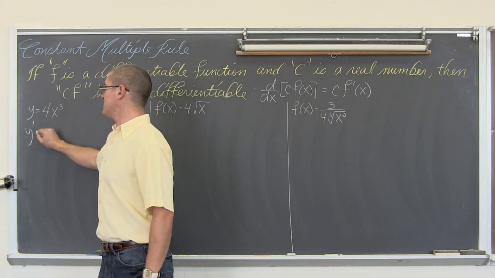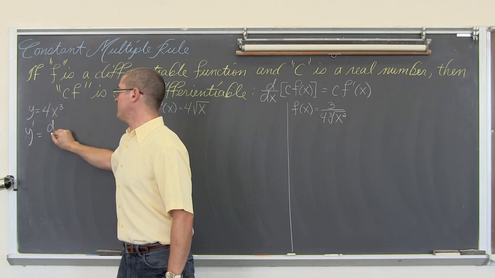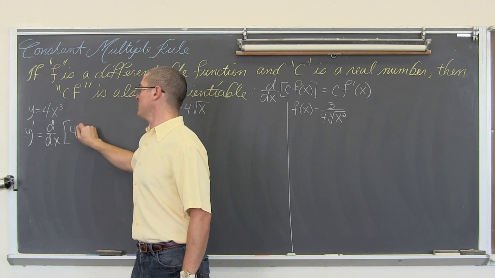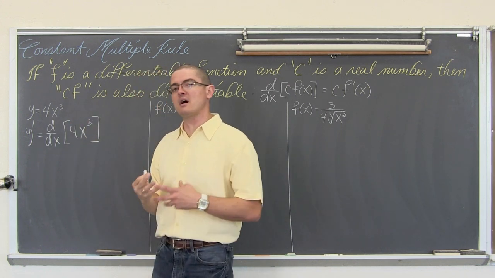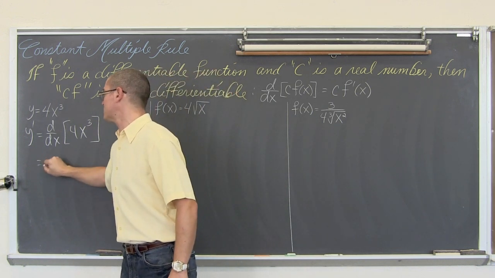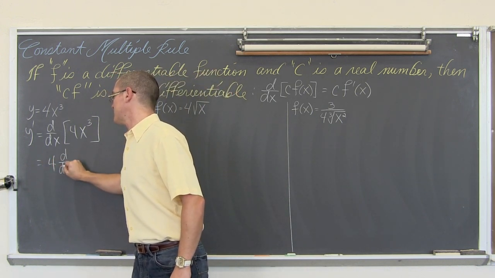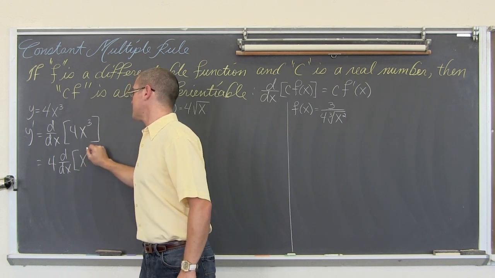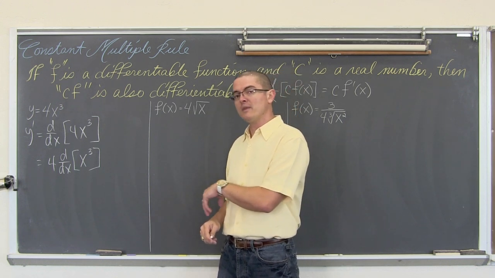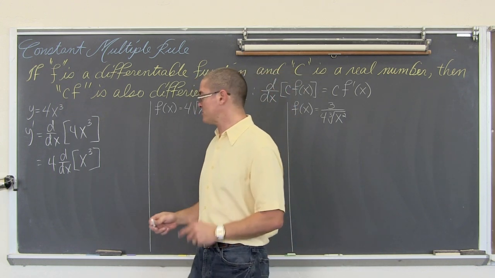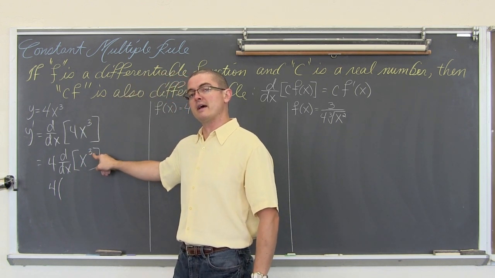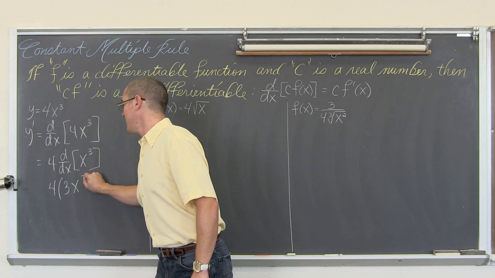And y prime is going to be equal to the derivative with respect to x of 4x to the third. Well, the 4 is a constant multiple, so this rule says that I can take that constant and pull it out front, so it's equal to 4 times the derivative with respect to x of x cubed. Okay, well now I've got a nice little basic power setting here, and so I'm taking the derivative of x cubed, which is going to be 4 times take the 3, drop it down up front, and reduce that exponent by 1. It's going to be 3x squared.